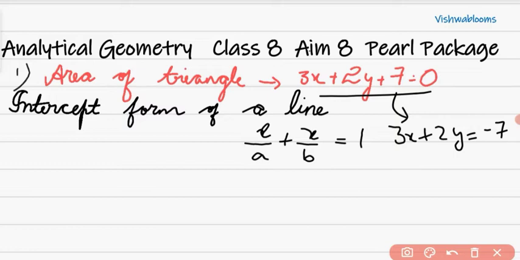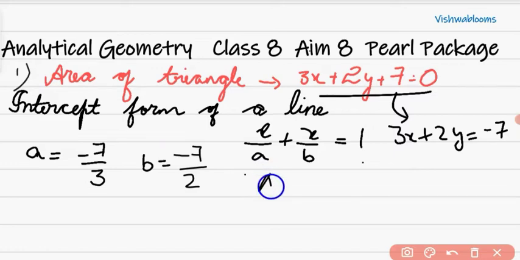So substituting in that, first will be a. First let's write the values. a is equal to minus 7 by 3, as it is c by a. Clear? And then you have b, which is the y-intercept, that is c by b. This is c and this is b. Coefficient of y is b, coefficient of x is a. Clear? Now minus 7 by 2. Now these are the values for a and b. By substituting there, we got these values.